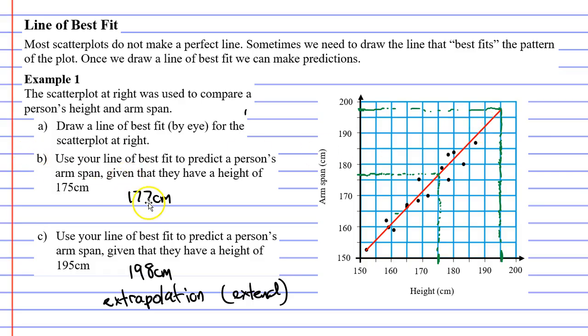In question B, we didn't need to use extrapolation, and in this particular case, this is called interpolation. So whenever you have to extend your line of best fit, this is what's known as extrapolation, and when you don't, it's known as interpolation.